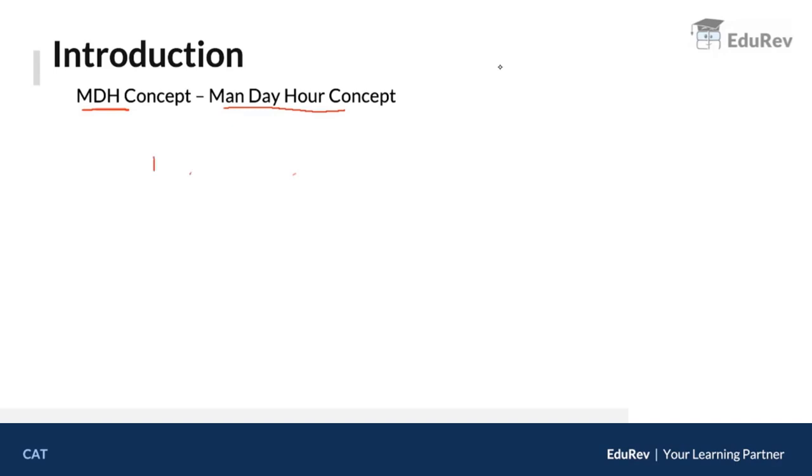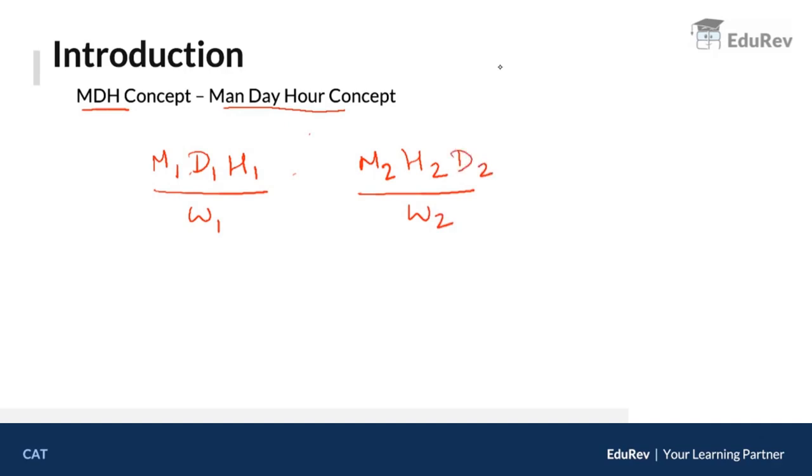Suppose I tell you, I have M1 men working for D1 days, H1 hours doing certain work, say W1. In how many days would M2 men working for H2 hours do certain work, say W2? Let's say they take D2 days. So basically what we do is we equate both of them, because whatever is the ratio here, the same ratio has to be followed here.